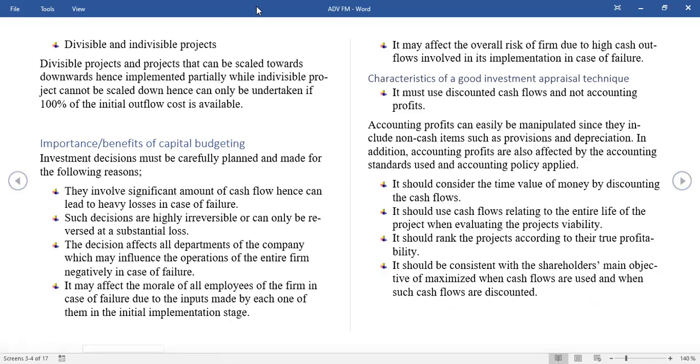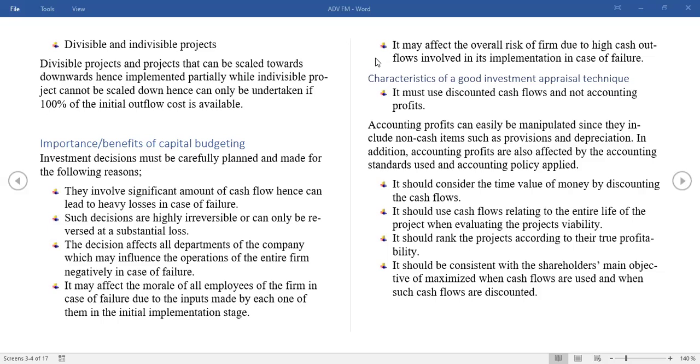We can talk about divisible or indivisible projects. Divisible projects are projects that can be scaled down, hence implemented partially, while indivisible projects cannot be scaled down, hence can only be undertaken if 100% of the initial outflow cost is available. That is the thing that we're going to be revisiting when you are doing capital rationing, after we complete this topic.